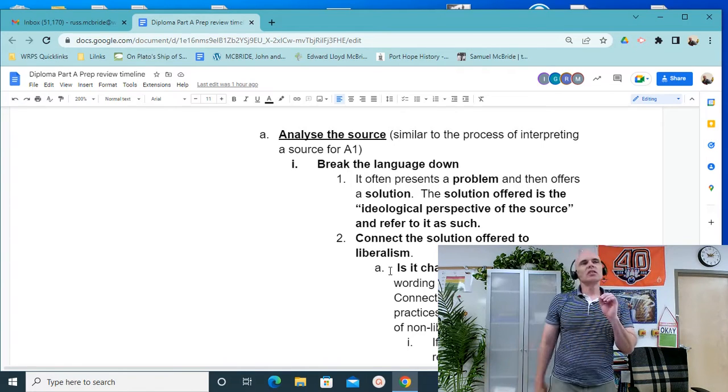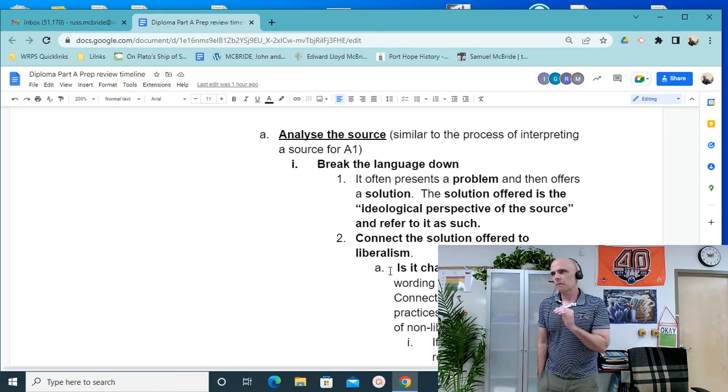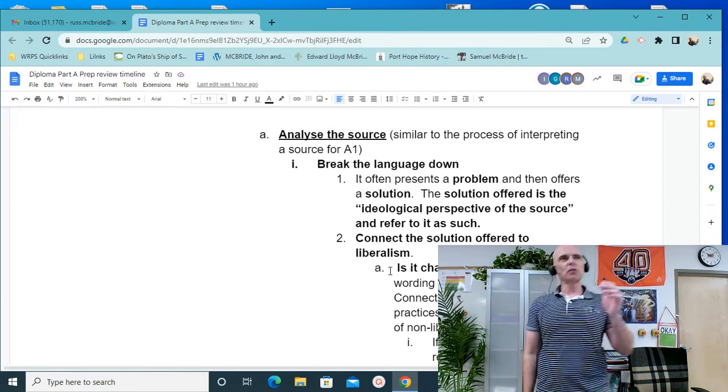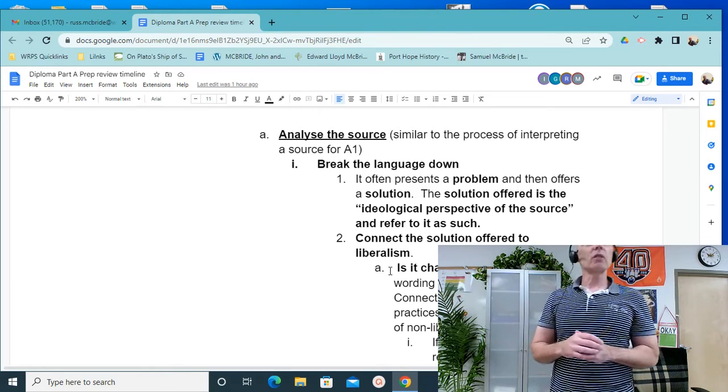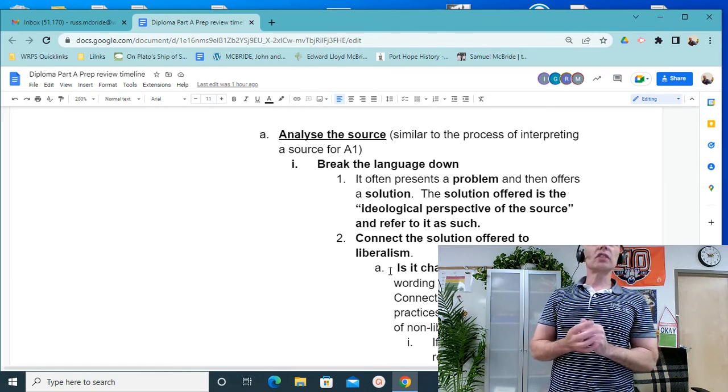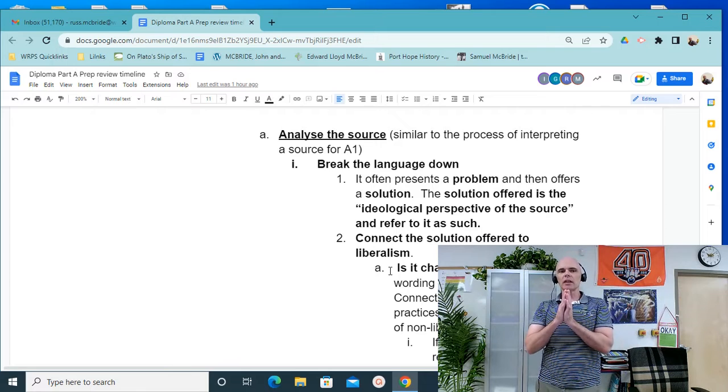Analyzing the source is not a 3-sentence assignment. It is not a half a page assignment. Your analysis of source should be in that page length range. So how do you lengthen your analysis? Break the language down. Just like we did with an A1, you're going to break the language down.